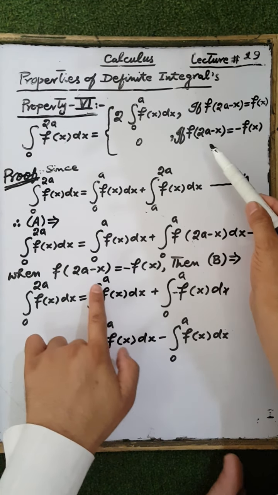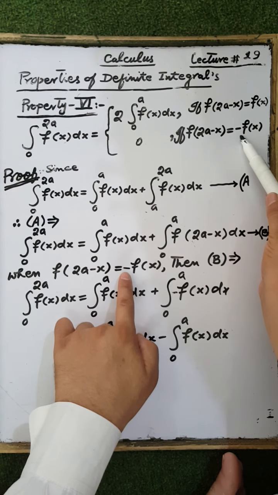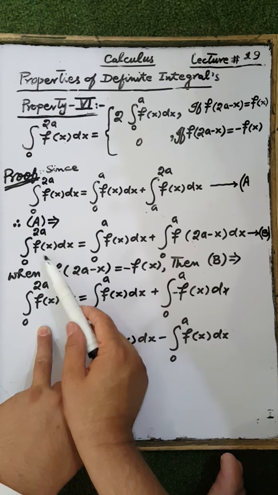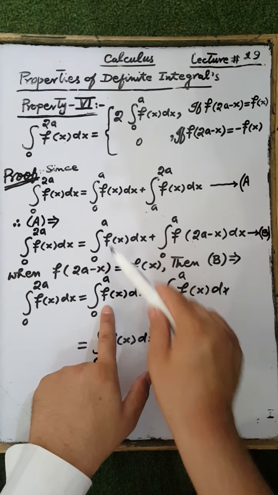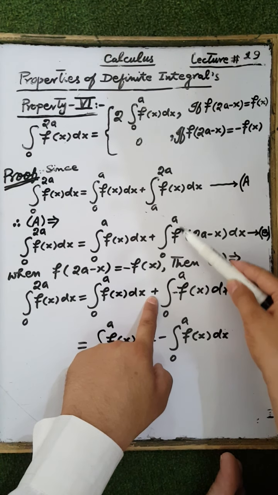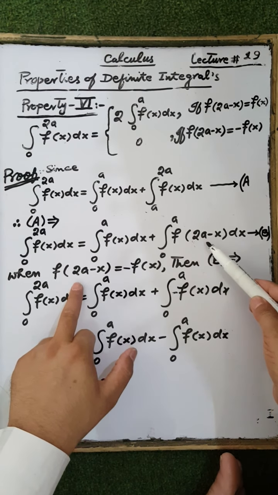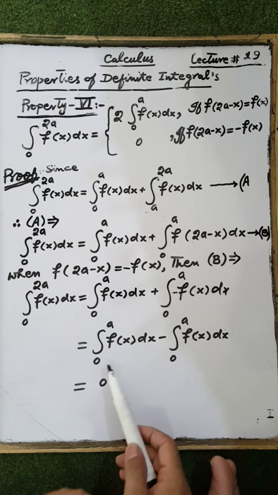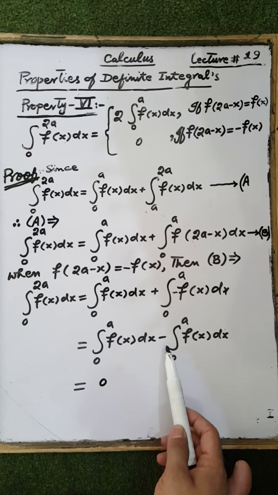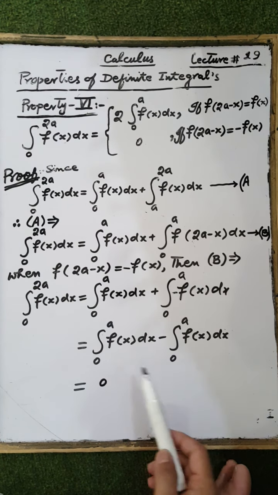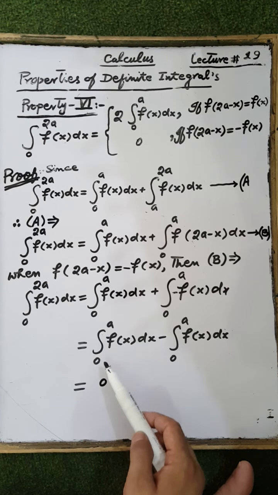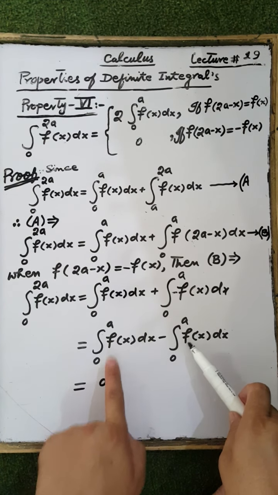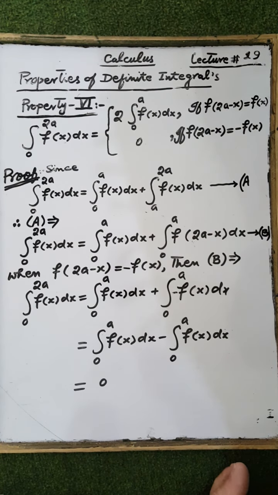When f of 2a minus x is equal to minus f of x, then equation number b implies that the integration from 0 to 2a f of x dx is equal to integration from 0 to a f of x dx plus integration from 0 to a, replacing f of 2a minus x by minus f of x, which is equal to integration from 0 to a f of x dx minus integration from 0 to a f of x dx. The result of the integration of f of x dx on the given interval is the same, but these are the additive inverse of each other. The result is equal to 0, which is our second result.